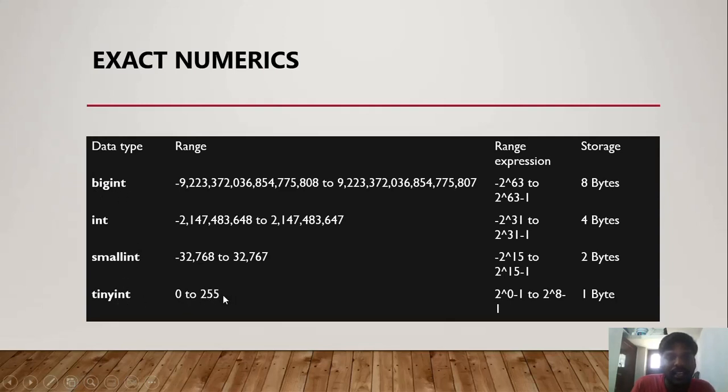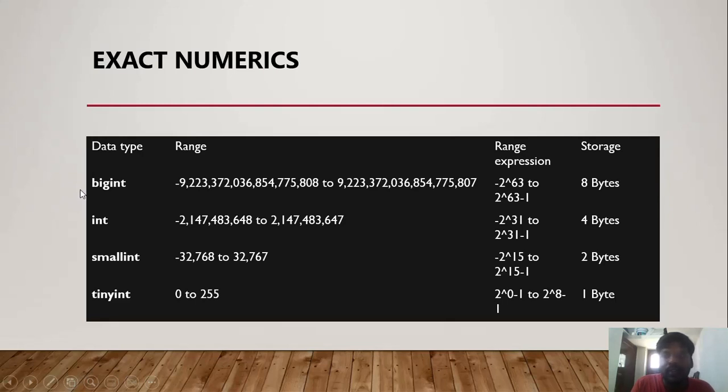You could see that tinyint ranges from 0 to 255, and smallint from negative 32,768 to positive 32,767, and int ranges from negative 2 power 31 to 2 power 31 minus 1. Here are the storage bytes which each could occupy using that data type. So these are the common data types with respect to numerics.